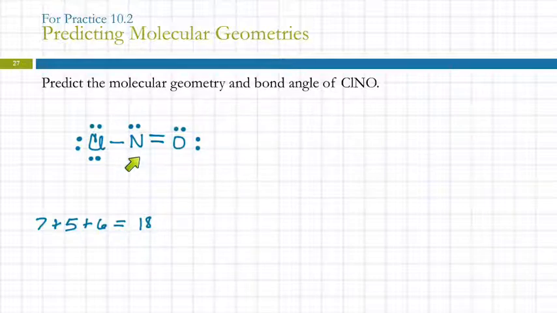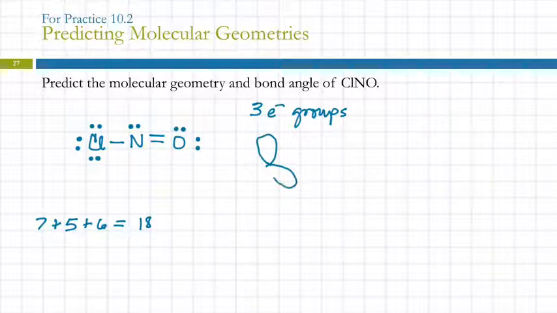Our central atom is nitrogen. How many electron groups around the nitrogen? 3. There's a single bond, that's 1 group. There's a lone pair, that's 1 group. And there's a double bond, is 1 group. So we've got 3 groups. 3 electron groups. How do 3 balloons arrange themselves? Right? You're going to spread out, be flat.